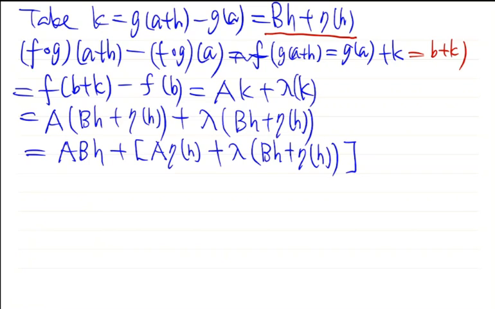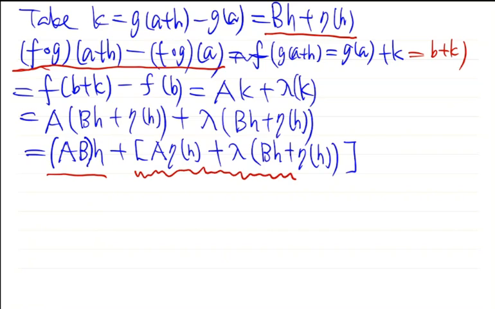So our difference of the composition at 2 points equals some matrix independent of h multiplied by h, and a remainder term is here. The remainder term has 2 parts. The first part is a eta h. The second part is lambda.